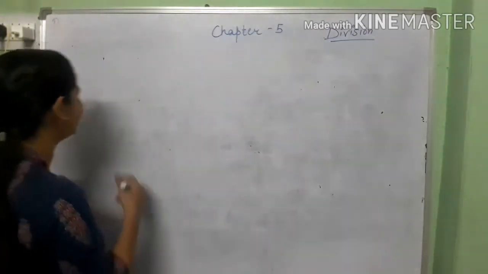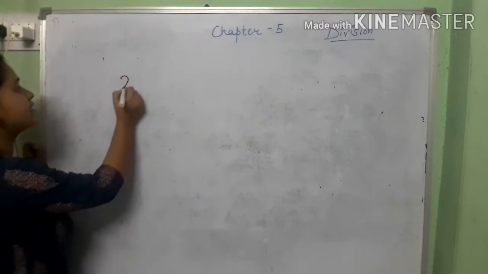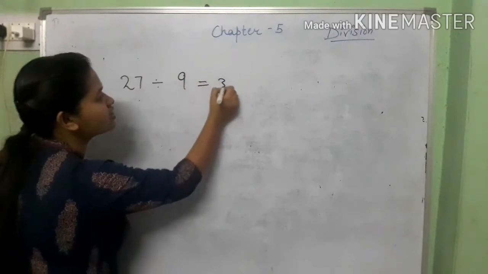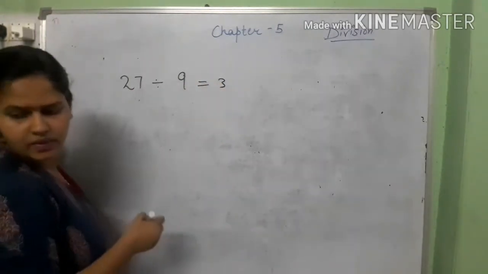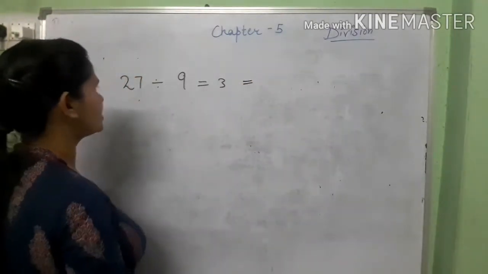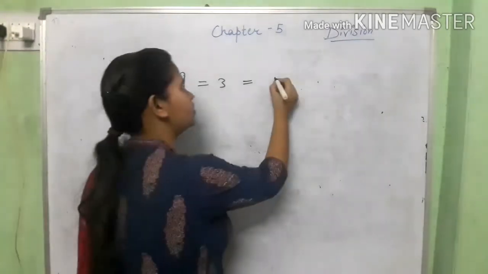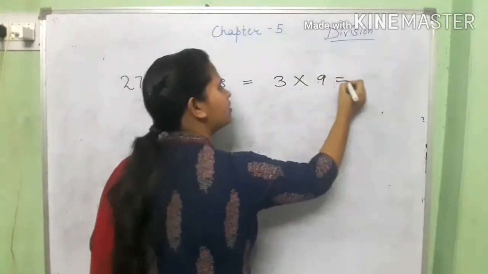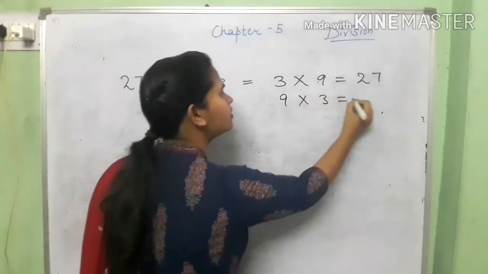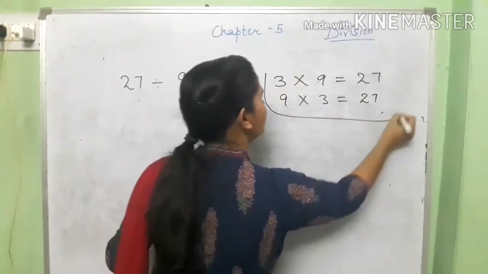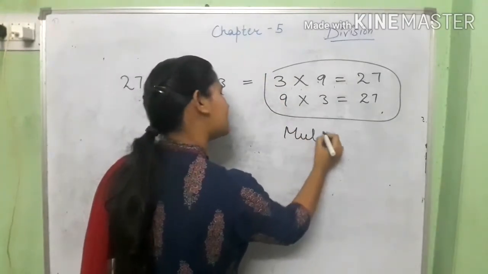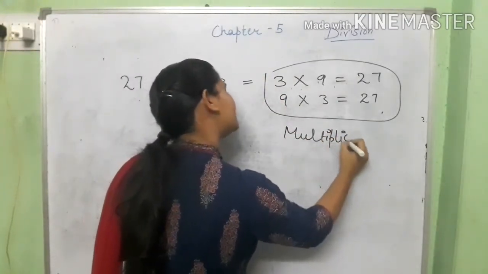Let's do it. We have 27 divided by 9 equals 3, which is our quotient. Now we have to change it. What will we do? We will just take this one. 3 9s are 27. Or you can do 9 3s are 27, right? In this way we have changed this into the multiplication fact.